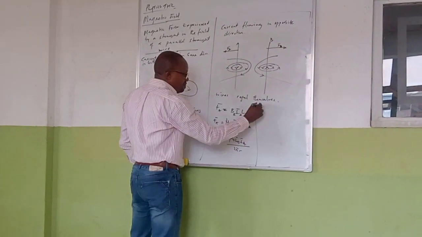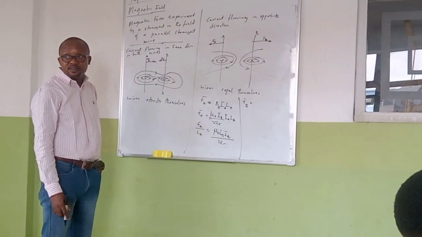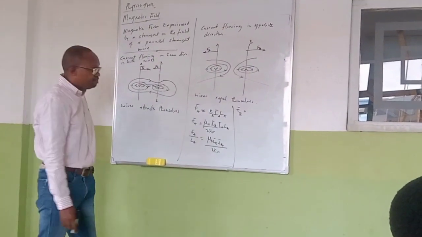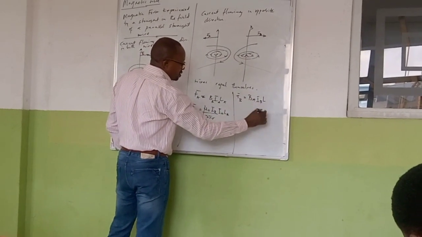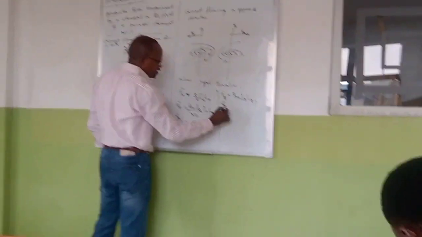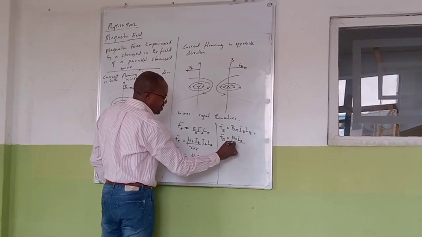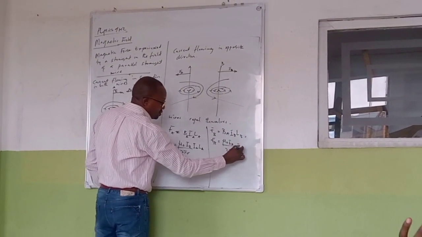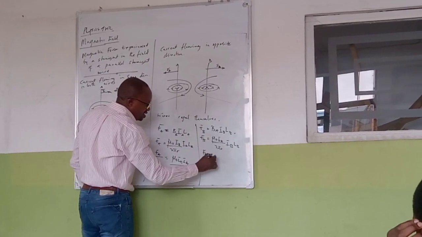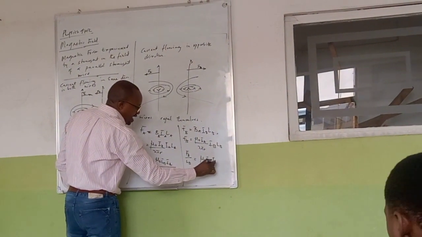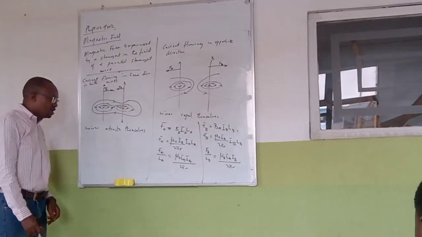Similarly, the magnetic force exerted on wire B will be given as what? The magnetic force exerted on wire B due to the field of wire A is due to the current in wire A. So the magnetic force exerted per unit length on wire B is given as mu naught IA IB over what? 2 pi r.